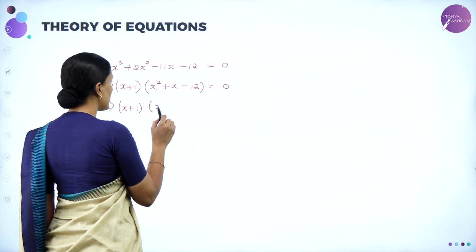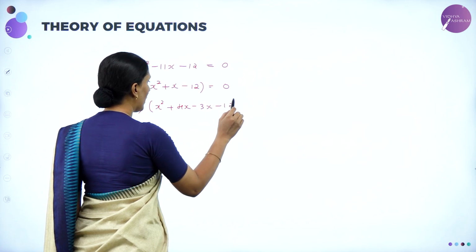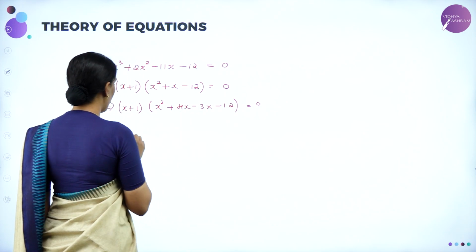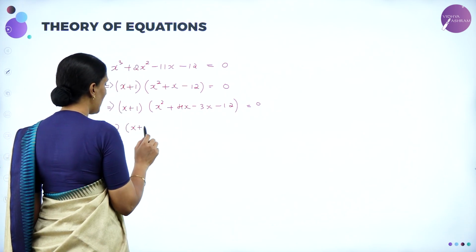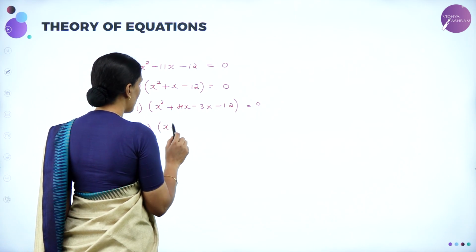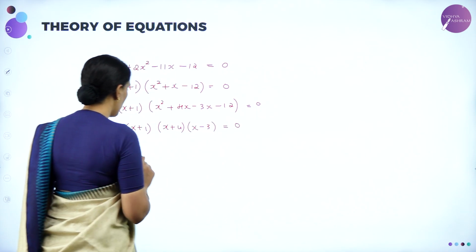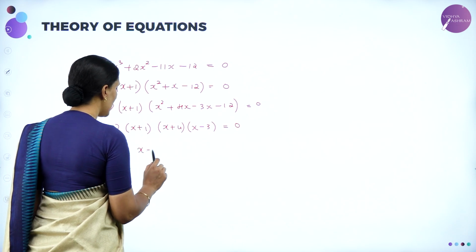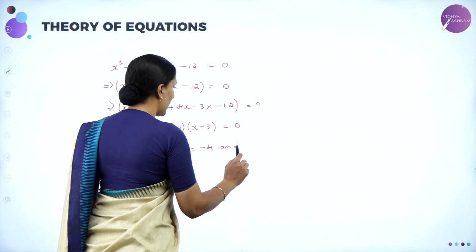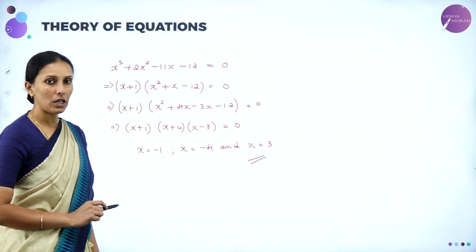So I can write this as x square plus 4x minus 3x minus 12 is equal to 0, because 4 minus 3 is 1, and 4 threes are 12. So here we will get x plus 4, taking the common factor, x minus 3 is equal to 0. So therefore x is equal to minus 1, x is equal to minus 4 and x is equal to 3 are the roots of the given cubic equation.